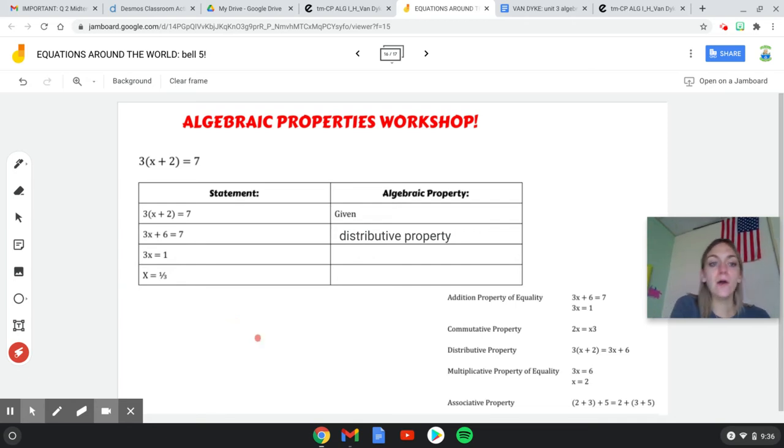Now we need to figure out how we got from here to 3x plus 1. So how did we get rid of this 6? And how did the 7 turn to a 1? Well, we know that we're subtracting 6 from both sides, but remember, when we're thinking about algebraic properties, instead of thinking we're subtracting 6, think that we're adding negative 6 to both sides. So if you look down here, we're going to use the addition property of equality, and this example is literally this example here. So we've got our addition property of equality.